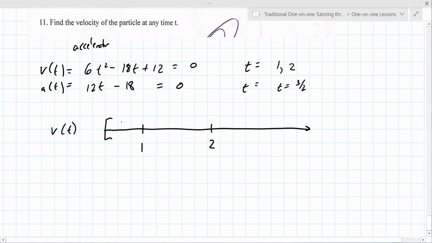It's only 3/2 for the A of t, right? That's right. And we'll talk about that in a moment. But what I'd like you to do is test a value, and you want to test it in the factored form. So like your V of t was 6, t minus 2, t minus 1. You want to test whatever values you pick, like 0, something like 1/2, 1.5, and then 3 maybe. But I'd like you to give me the signs for each of these.